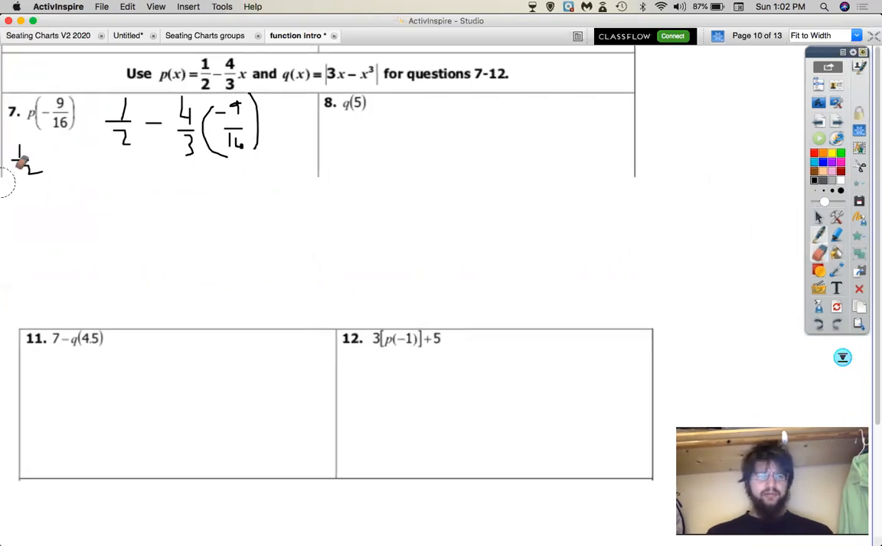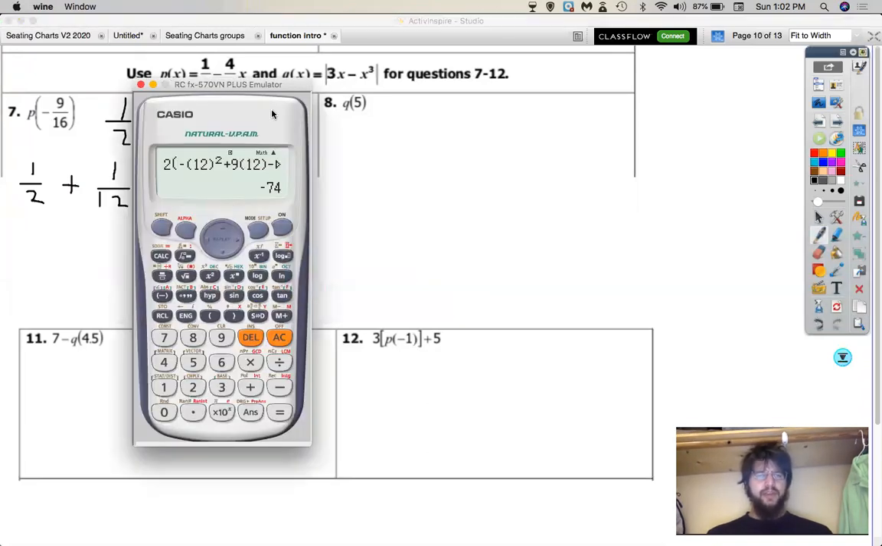Half. Not messing with that. Minus. That's going to be 1. Oh, it's a negative, so that's going to make it a plus. Negative times negative is positive. That's going to be 1, and that's going to be 3 times 4 is 12, which is 7/12.